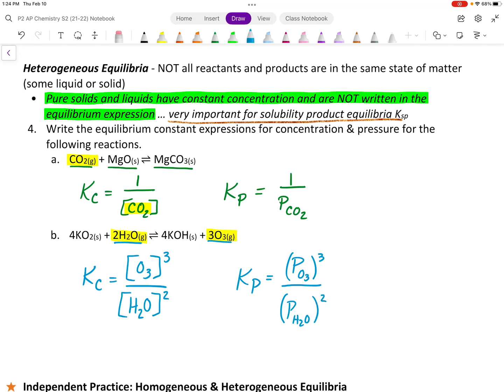Okay. There are some practice problems for you to try and apply some of these, and we will talk about those a little bit more when we're back together in class.